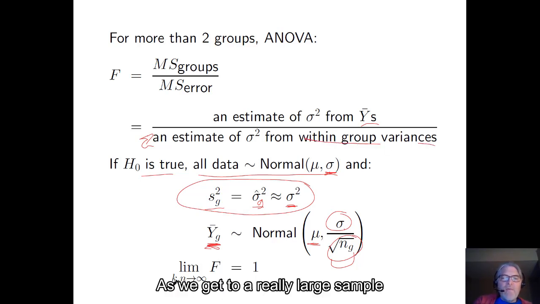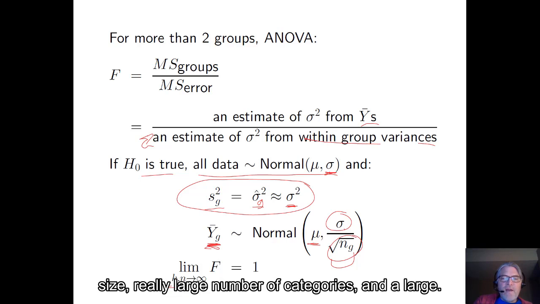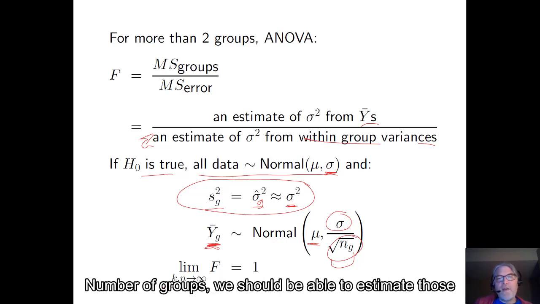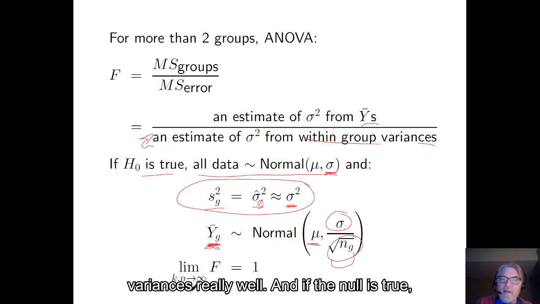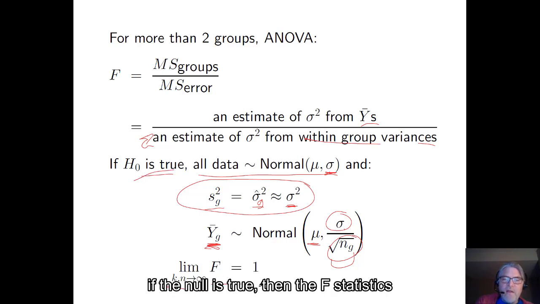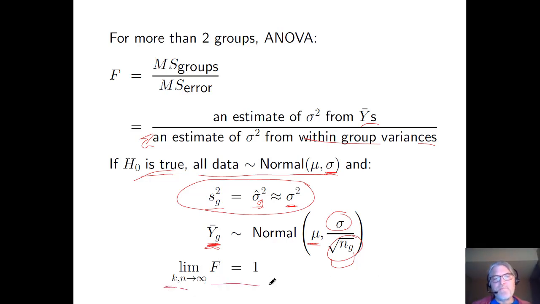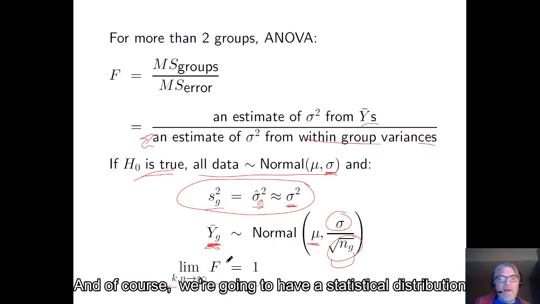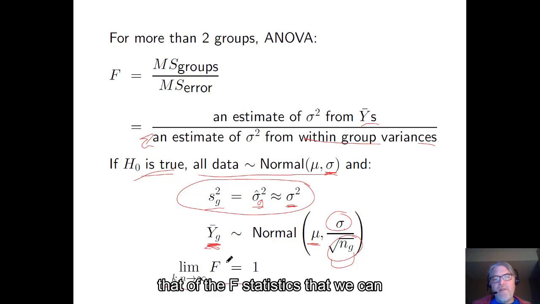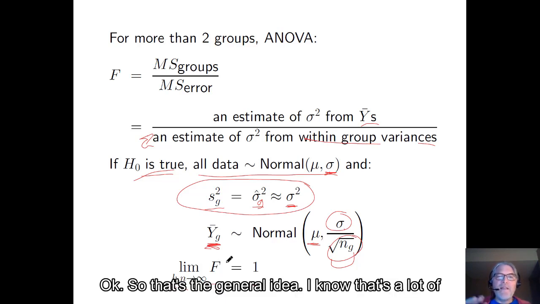And as we get to a really large sample size, a really large number of categories, and a large number of groups, we should be able to estimate those variances really well. And if the null is true, then the F statistic is going to get closer and closer to 1 as our sample size and number of groups grow. And of course, we're going to have a statistical distribution of the F statistics so that we can actually look at probabilities of various extreme values. Okay, so that's the general idea.